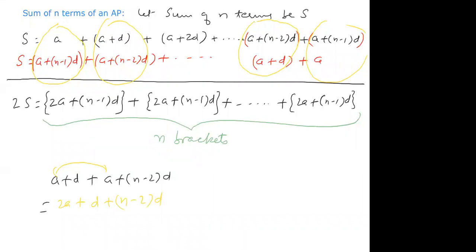Now from these two, I will take D common. So 2A plus D. What is left? 1 plus n minus 2. So this is 2A plus D times n minus 1.